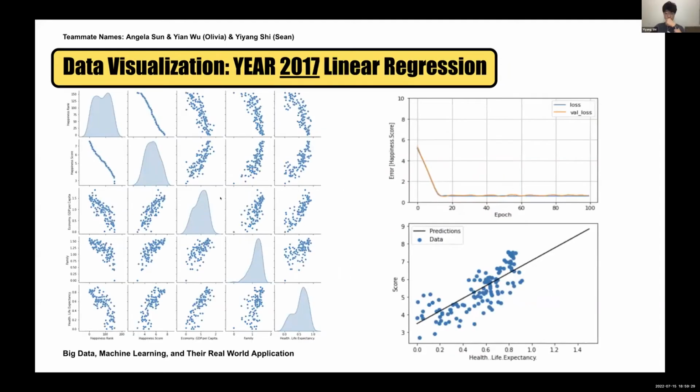This is the linear regression model for 2017. Again, the error decreases with more training, and similarly, the score increased as healthcare improved with fewer outliers.